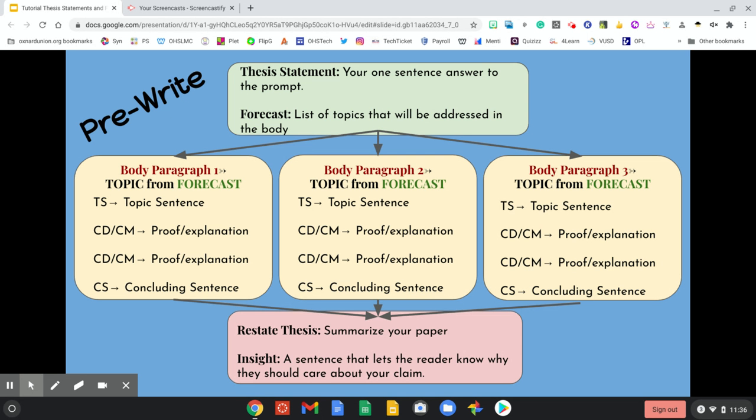Down at the bottom for the conclusion, I will then summarize my paper in 1 to 2 sentences. Maybe this is simply restating the thesis statement. And then I want to leave a little bit of insight, a sentence that lets the reader know why they should care about the claim. Why should people care about David Bowie as a catalyst for change? Needs to be addressed in the conclusion.